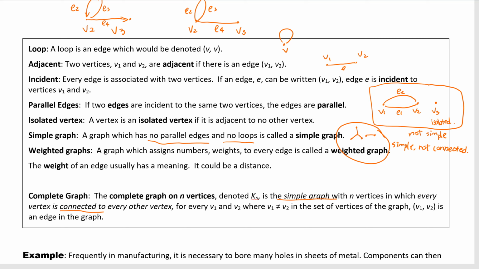To be a complete graph, first, it must be a simple graph. Second, the graph is connected. And third, every vertex is connected to every other vertex. So every vertex is connected to all the other vertices.